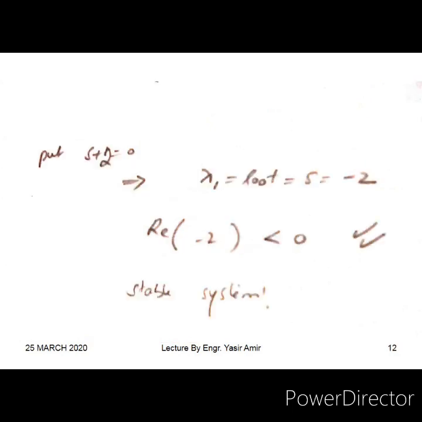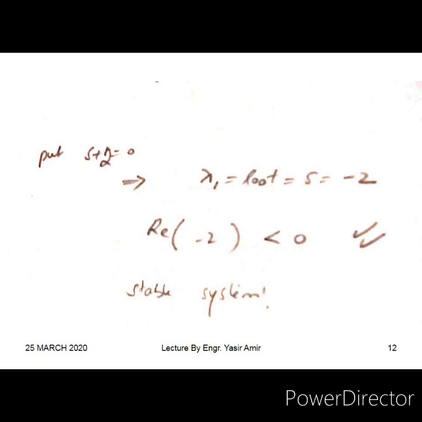Now here we have the polynomial s plus 2, and the characteristic equation is s plus 2 equals to 0. If we solve it, we get the root s equals to minus 2. This can be written as lambda 1, the only eigenvalue, and this root is the pole of the system. It's a real number, so the imaginary part is already 0, and the real part is minus 2. The real part is less than 0, therefore our given system is stable.